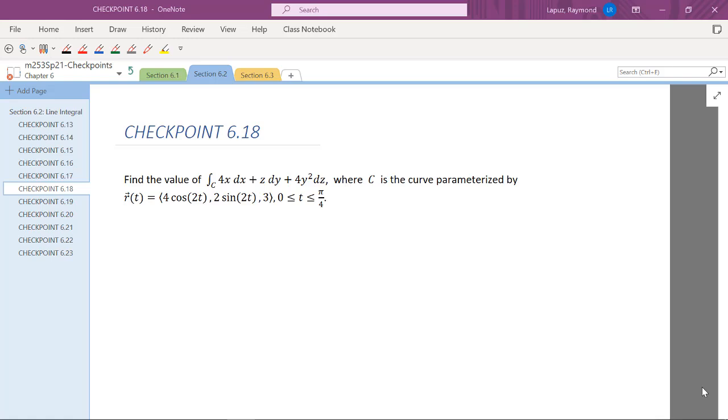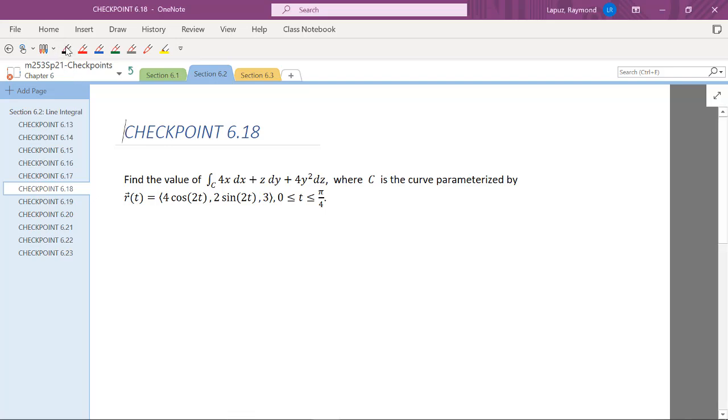Let's do checkpoint 6.18. They want us to find the value of this line integral. This is going to be the integral over C of 4x dx plus z dy plus 4y squared dz, where C is a curve parameterized by (cos 2t, 2 sin 2t, 3) from 0 to pi over 4.